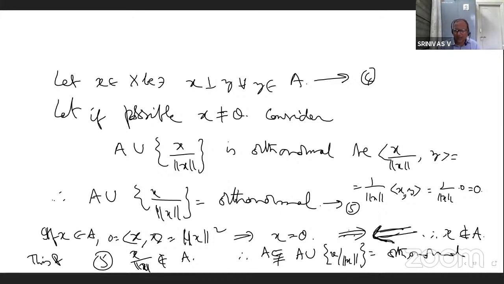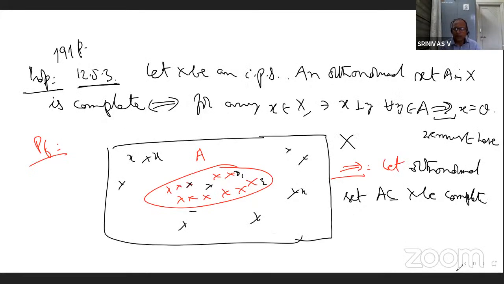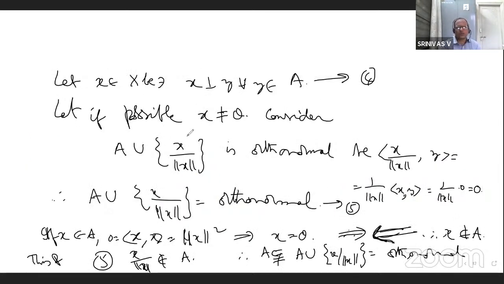So this cannot happen. This all happened because we assumed our x is non-zero. It all happened due to this. So x has to be the 0 vector. Therefore, x is the 0 vector. That is one implication, the necessary part.